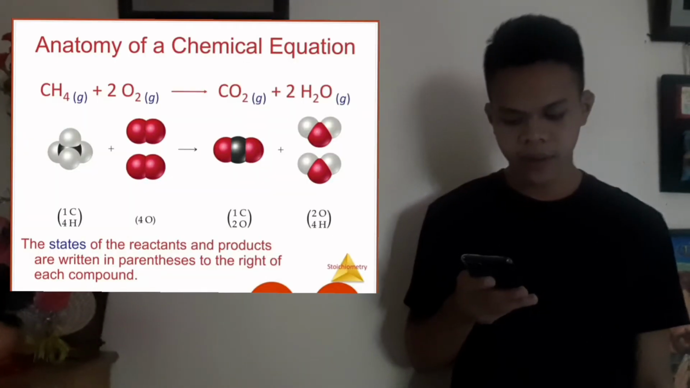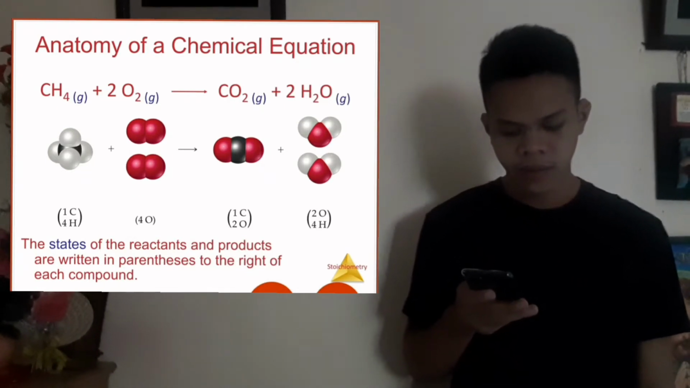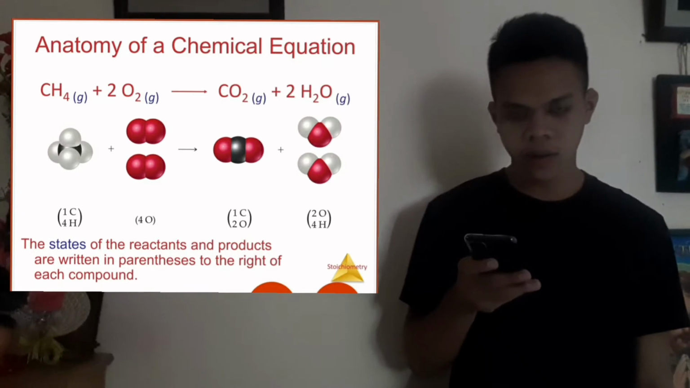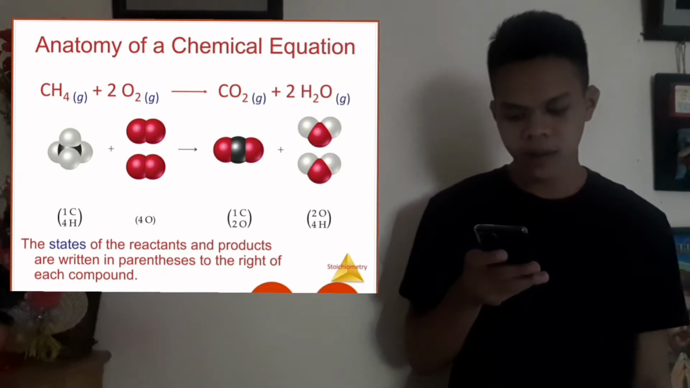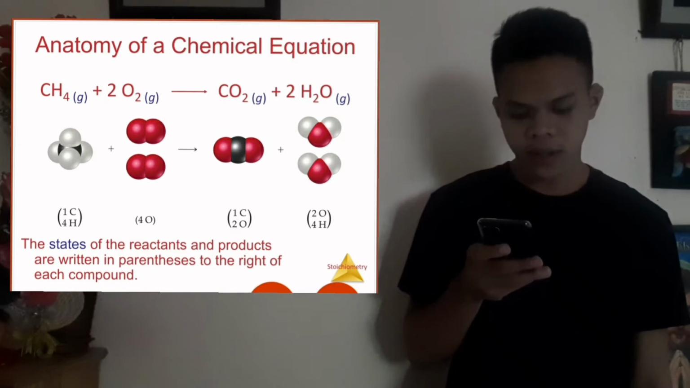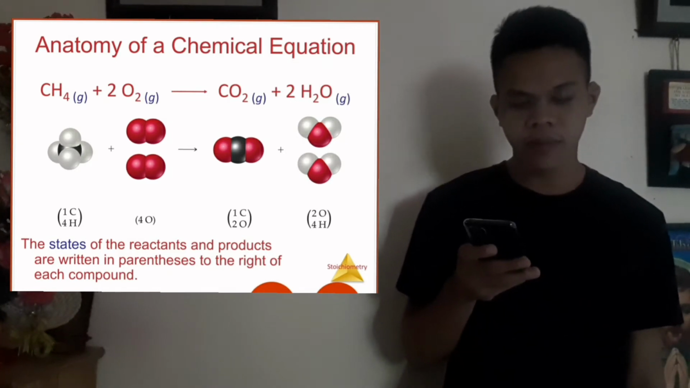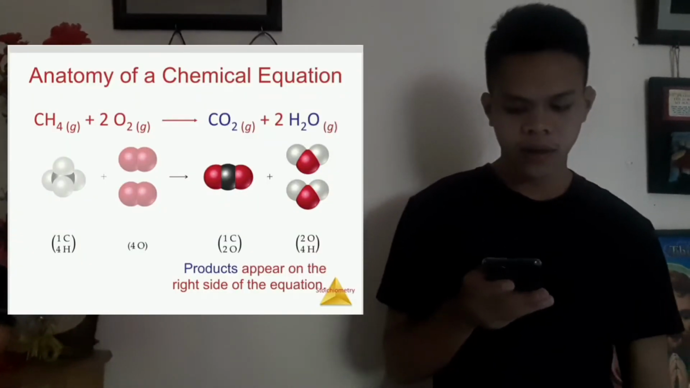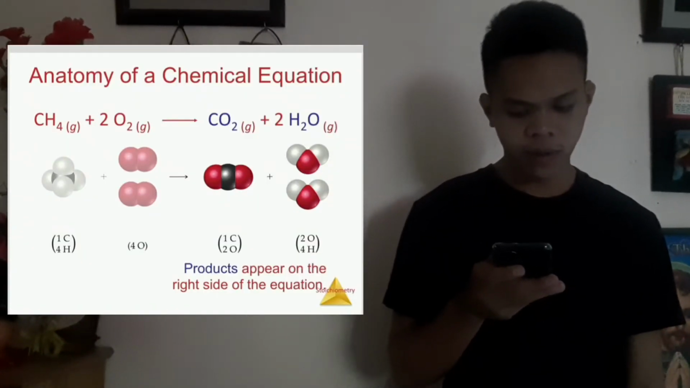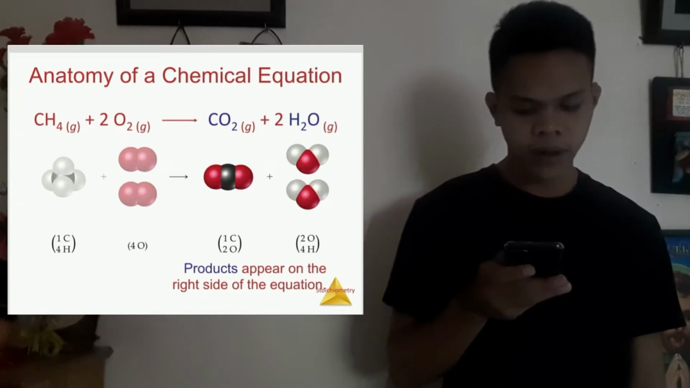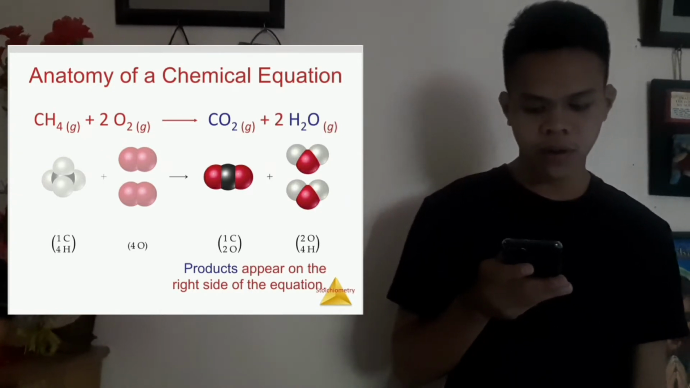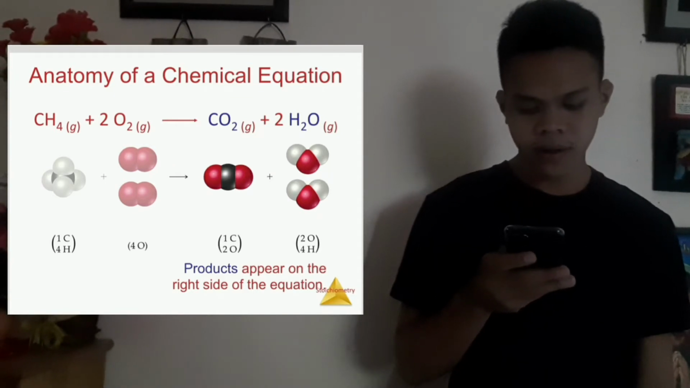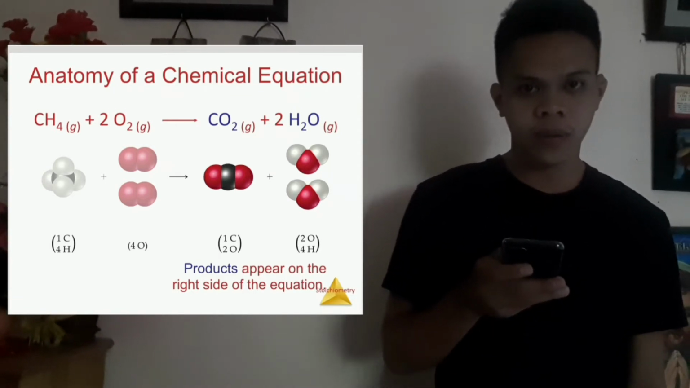Number 2, anatomy of a chemical equation. 4 grams of methane plus 2 grams of oxygen equals carbon dioxide 2 grams plus 2 grams of water. Reactants appear on the left side of the equation. Number 3, anatomy of a chemical equation. Products appear on the right side of the equation.